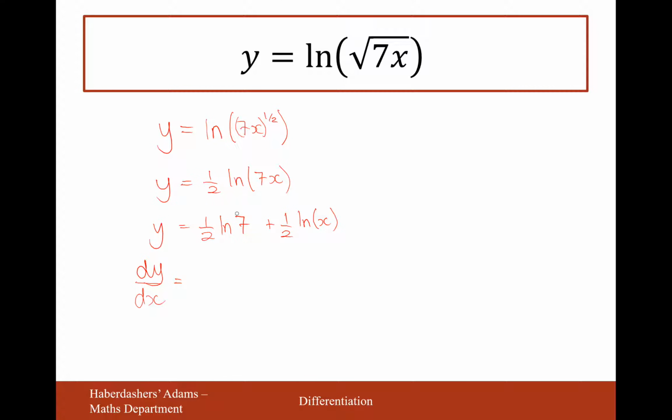So half ln 7, that's just a numerical value. It has nothing to do with x in it, so that just disappears when we differentiate. A half ln x is going to turn into 1 over 2x when differentiated, because it's a half times 1 over x, so it's 1 over 2x.